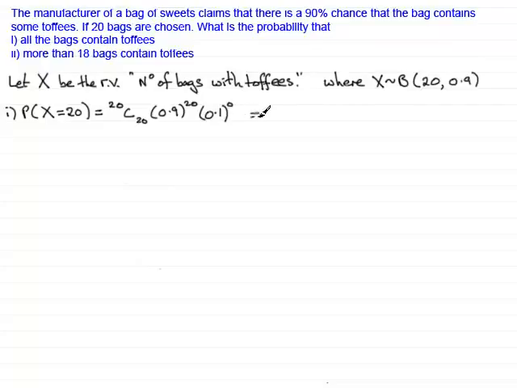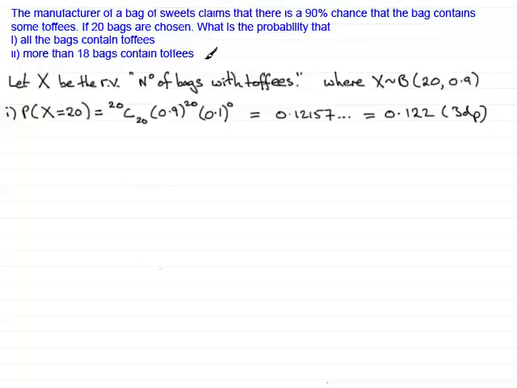Next, we need to work this out on the calculator, and you should find that you get 0.12157 and so on, which when rounded comes out at 0.122 to 3 decimal places. So that's a very simple basic question, working out the probability of a particular value.